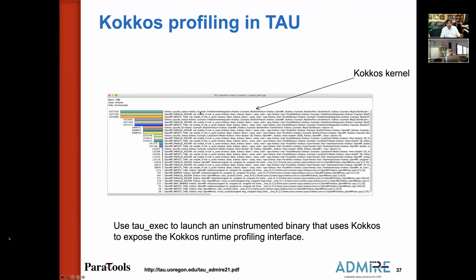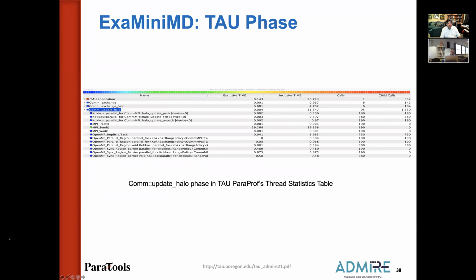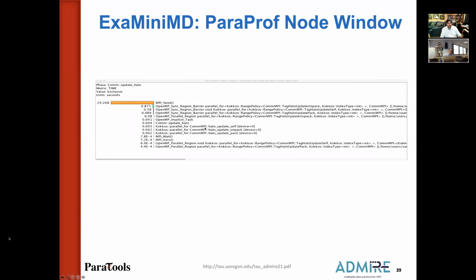So you can see the parallel_reduce operations. You can see the exact kernel names with OpenMP, or you can see phases in your code. You can see the exchange halo, update halo phase. And within this, you can see these names for Kokkos parallel_for, such as the update pack, self, and unpack. Here is the node level view of this phase of update halo.